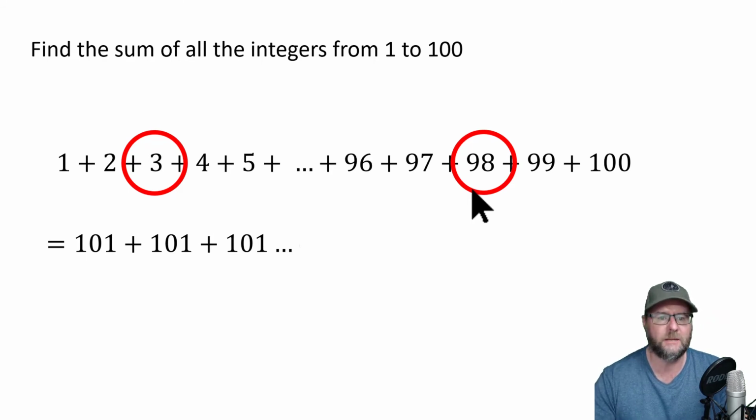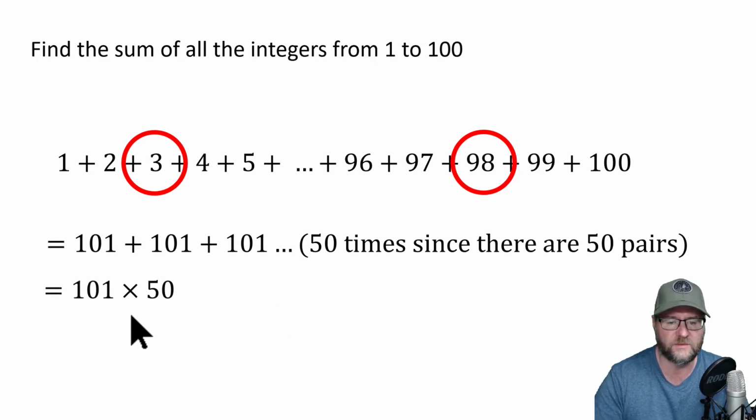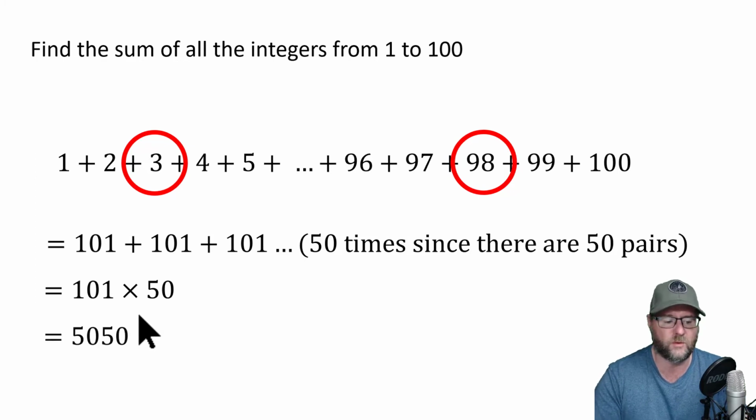So how many pairs of numbers are there? Well, if there's 100 numbers and I'm talking about pairs, there must be 50 pairs, because 50 lots of 2 will give me 100. So there are 50 pairs. So if I just take 101 and multiply that 50 times, because there are 50 pairs, I will get 101 times 50, which I could do with a pen and paper, or even in my head, I could partition that off and go, well, 50 times 100 is 5,000, and 50 times 1 is 50.